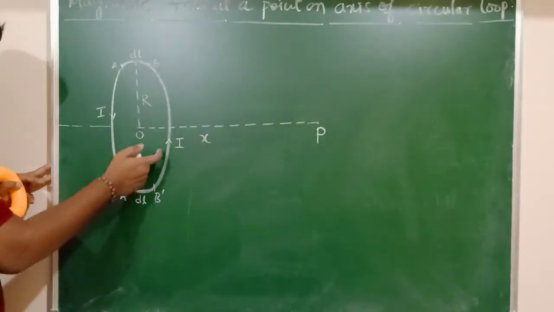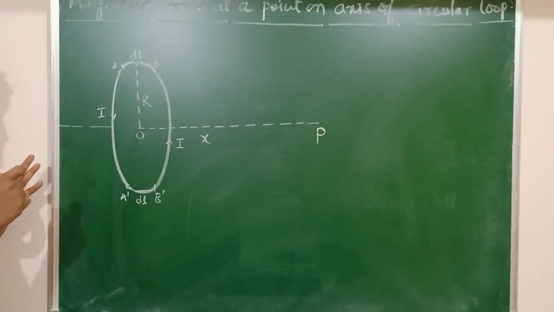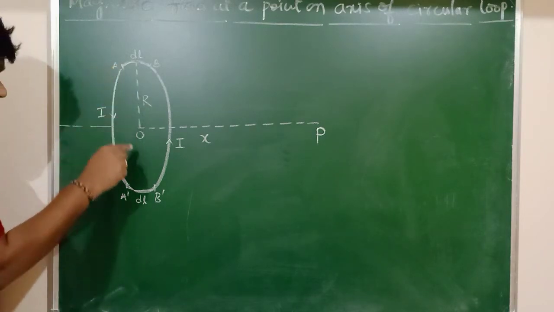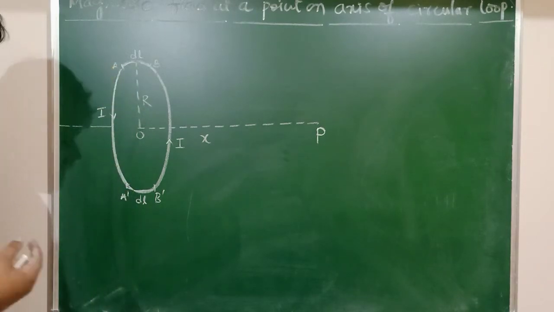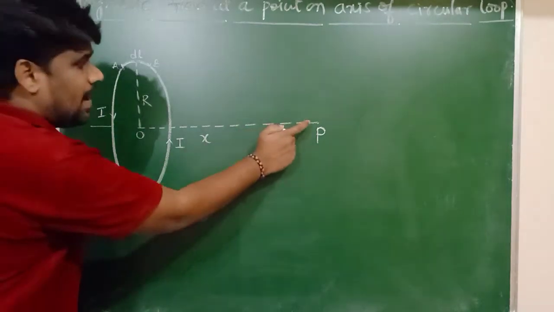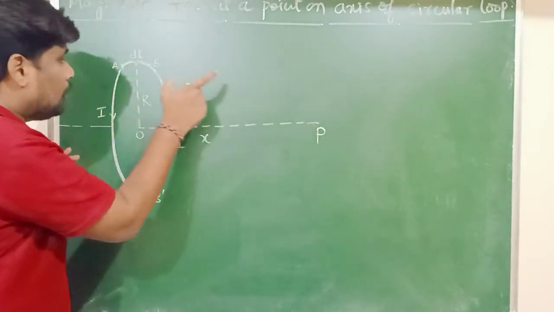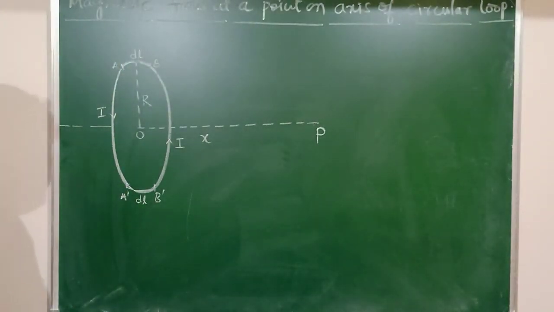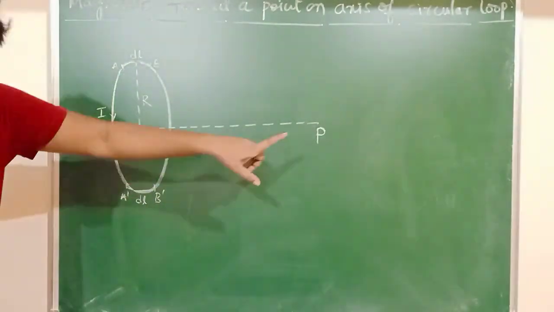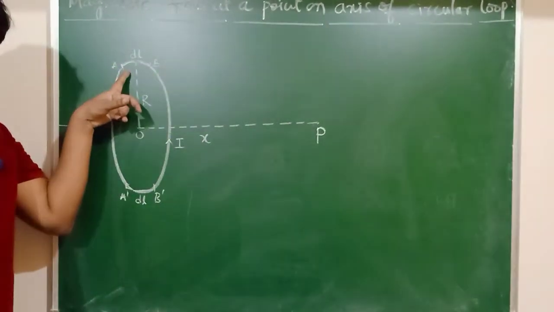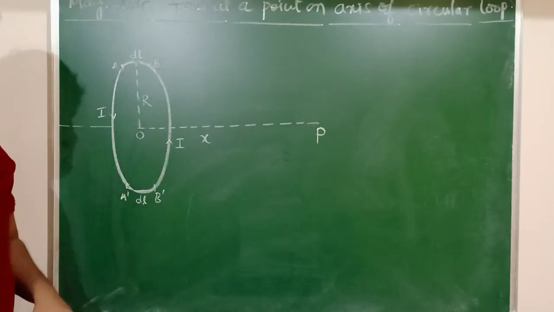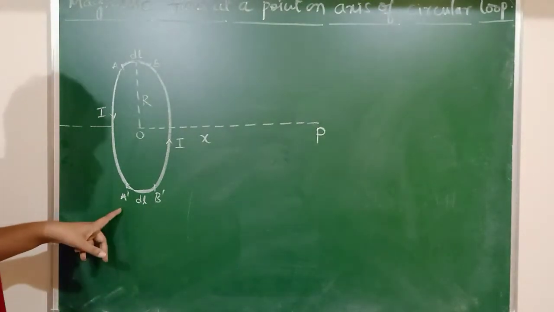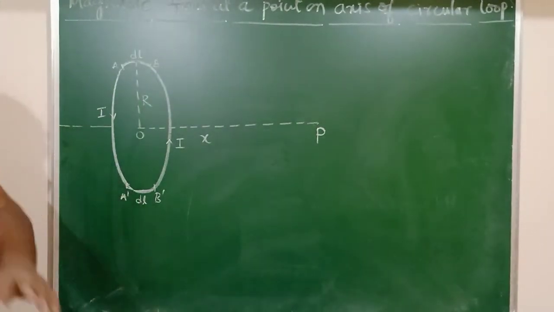Same length dl and both carry what? Same current. Okay, now I will take two diametrically opposite current elements and I will determine the magnetic field at point P due to the first current element as well as the second current element. At point P, what is the magnetic field produced by the first current element, that is AB, and what is the magnetic field at point P due to the second current element, that is A dash B dash, that we will determine.